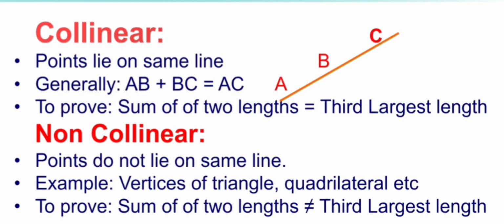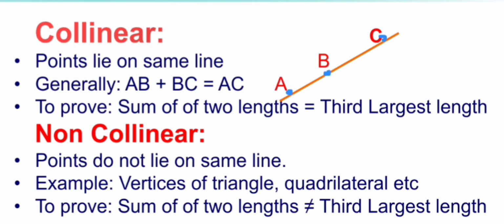If points lie on the same line, it means that the points are collinear. Let's suppose if we take example of A, B and C. They lie on same line. It means that A, B and C are collinear. And generally if we write its formula, it means that AB plus BC is equal to AC.